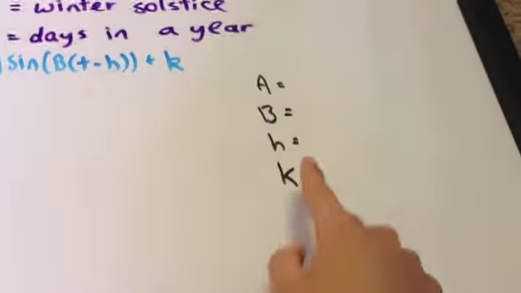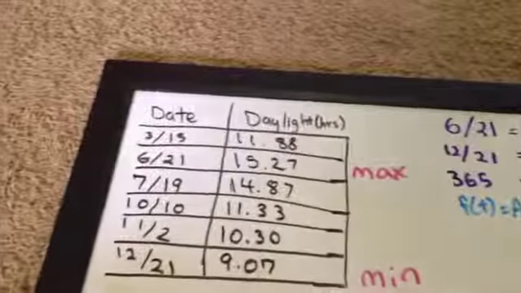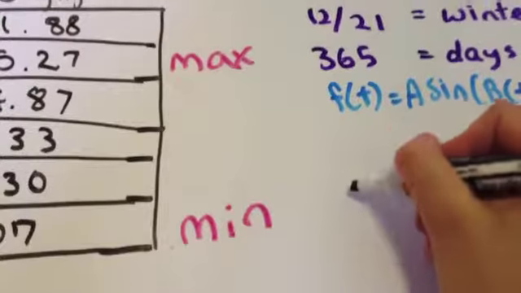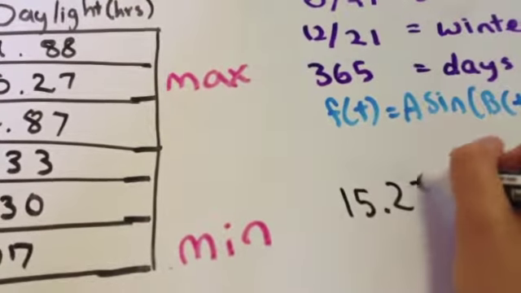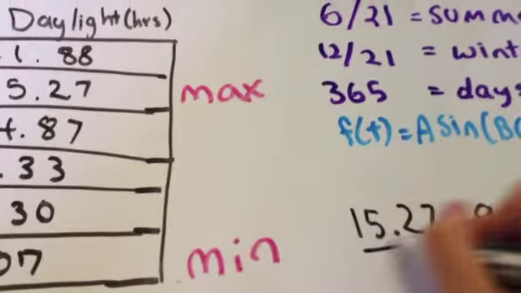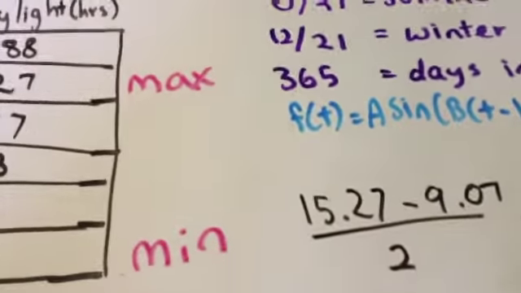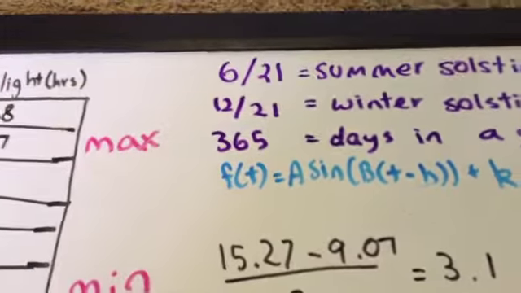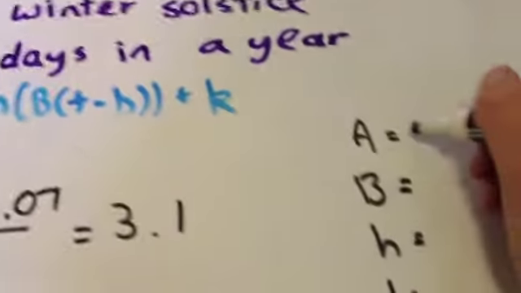Next, we are going to find the A, B, H, and K. So, to find the A, we are going to find the difference between the maximum and the minimum. So 15.27 minus 9.07 and divided by 2, which gives us 3.1. So 3.1 is our A value.